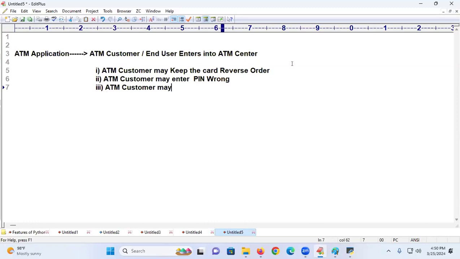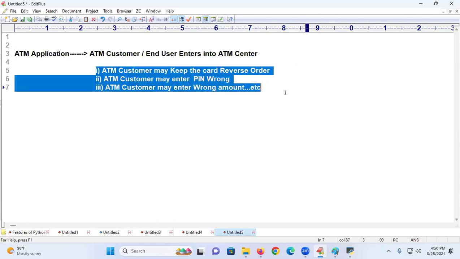And next, what are you doing? The ATM customer may enter the wrong amount. Correct or not? Your balance is 10,000 and you are entering 20,000 to withdraw. That is known as what? Wrong amount. Or your transaction limit you set in your banking is 40,000, you already withdrew 40,000, and you are trying again, exceeding the limit. You are getting some errors or not? These are all called what?